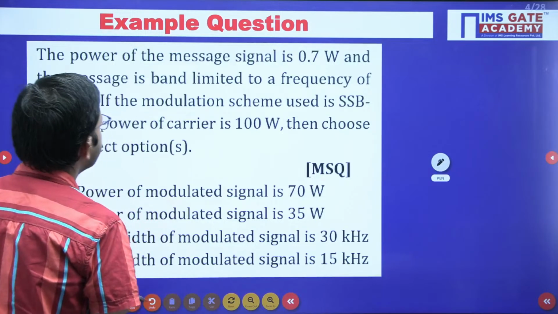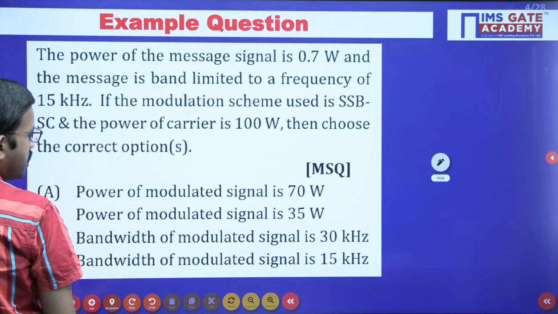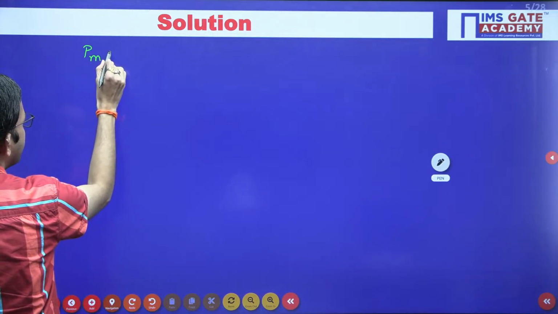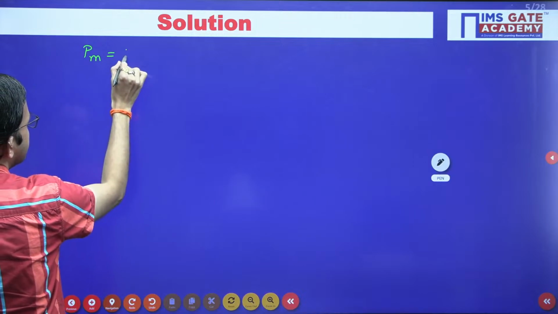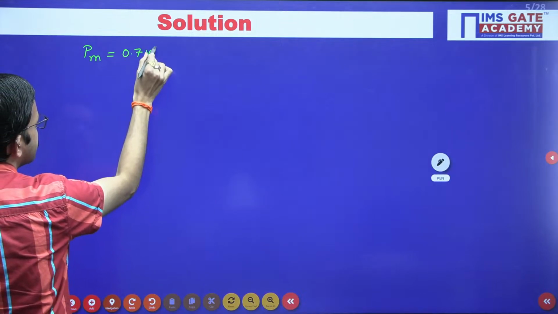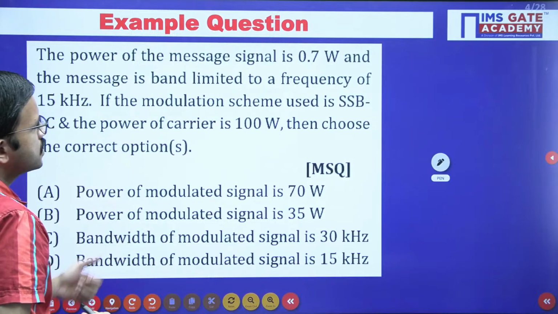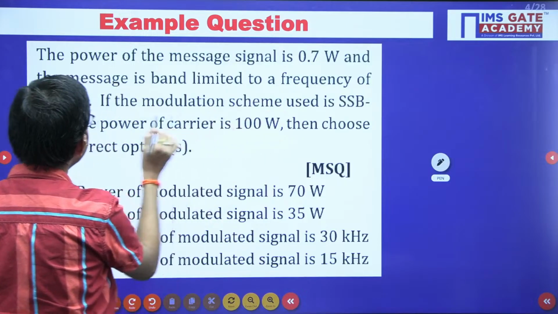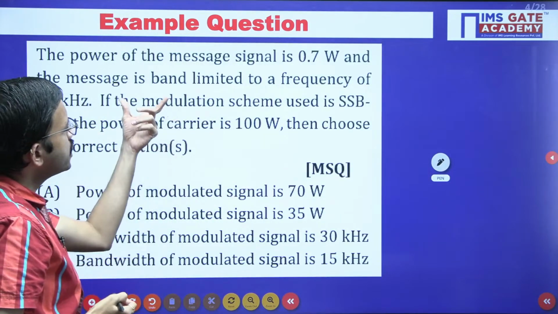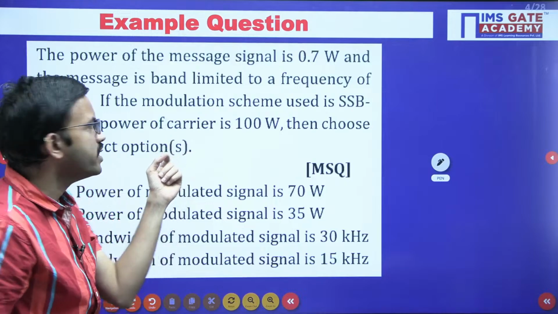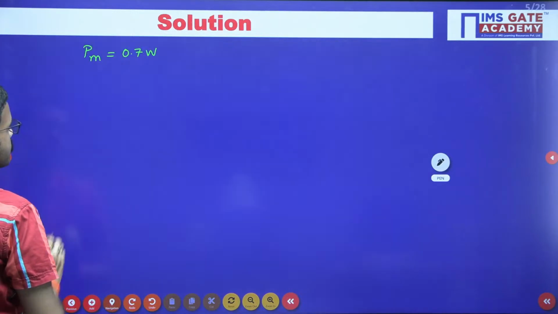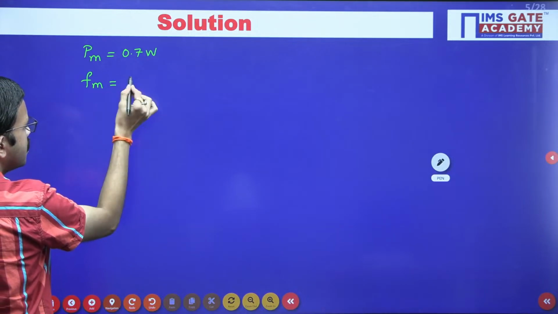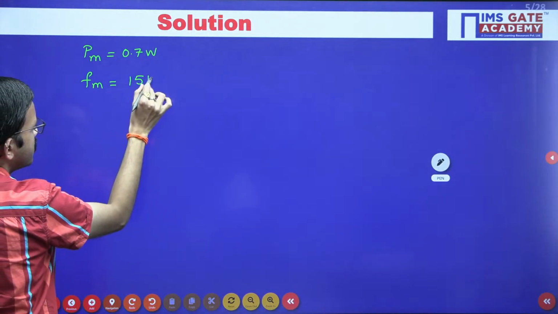Right. So the power of the message signal given is 0.7 watt. I am representing it as P suffix m, which is given as 0.7 watts. And the message is band limited to a frequency of 15 kHz. So regarding the message signal, the maximum frequency they have given is 15 kHz. The maximum frequency of the message signal or modulating signal is 15 kHz.